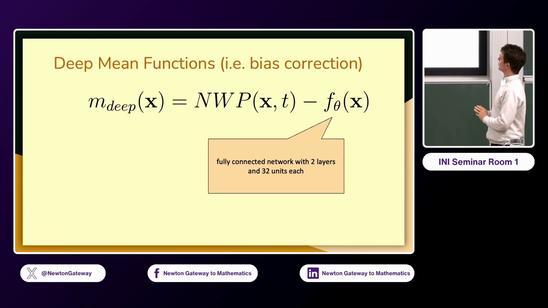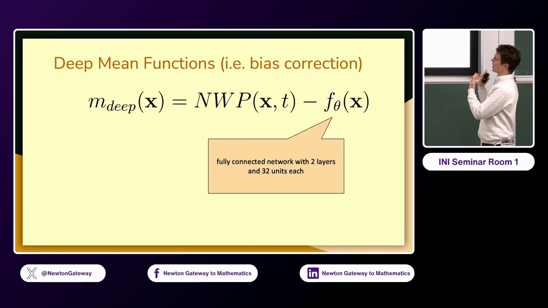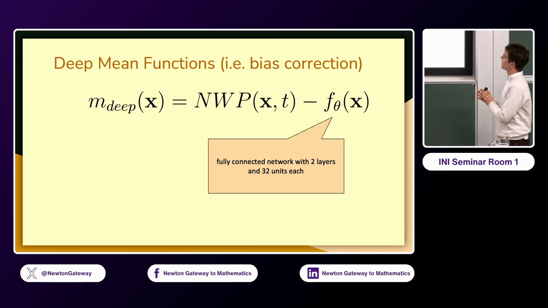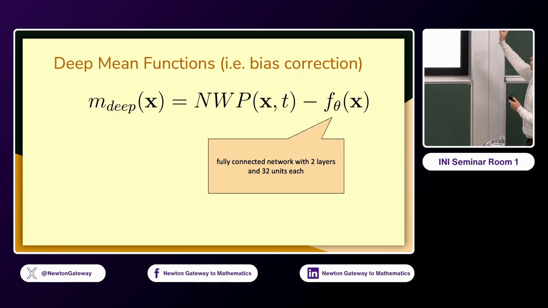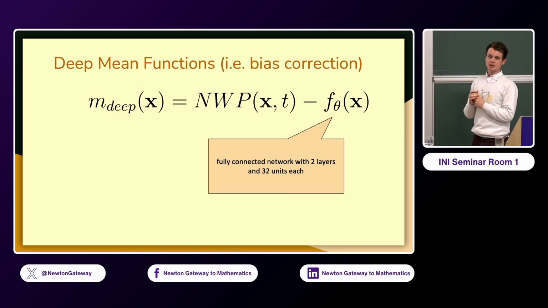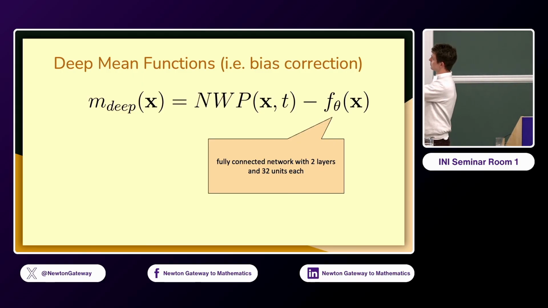Okay, so this is how we got this to work. We had a neural network in our mean function, essentially. And the way that actually worked is that we used the numerical weather prediction model as our kind of base value for the mean function. And then we learned a very small neural network that adapted it, essentially. So you can think of this as a bias correction sort of term here. So I'll say that one more time.